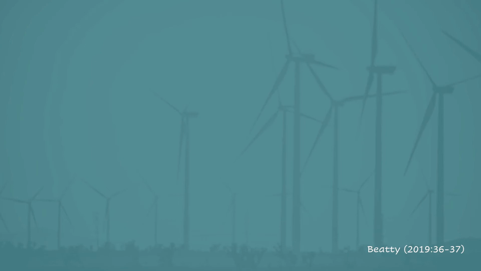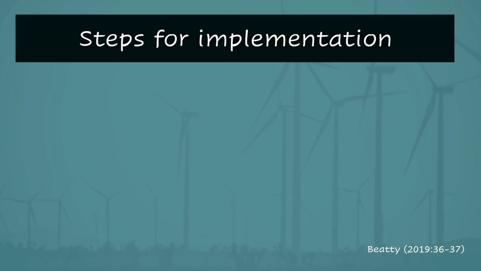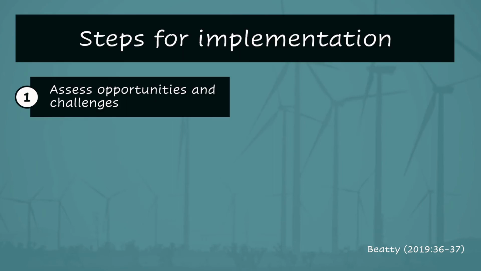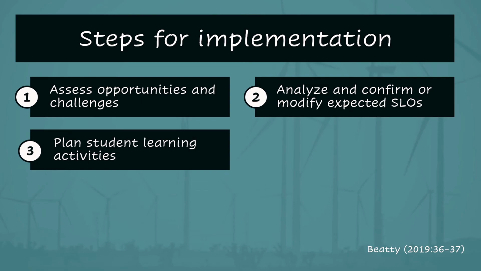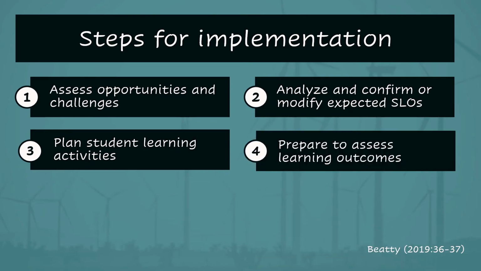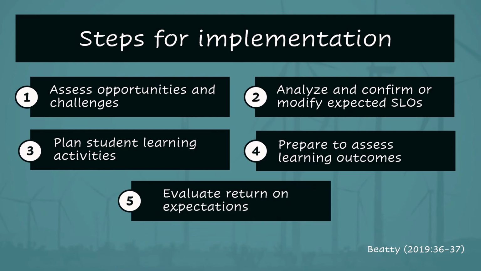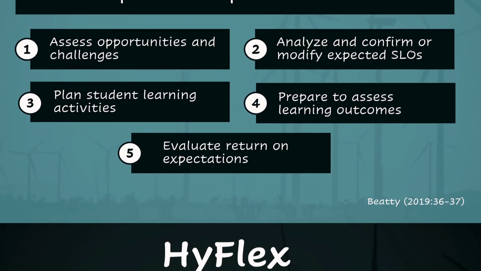Willing to give it a try? Beatty suggests the following steps. Assess opportunities and challenges. Analyze and confirm or modify expected student learning outcomes. Plan student learning activities, content, and interaction. Prepare to assess learning outcomes. And evaluate the return on expectations. He has worksheets that can help guide you through the process.